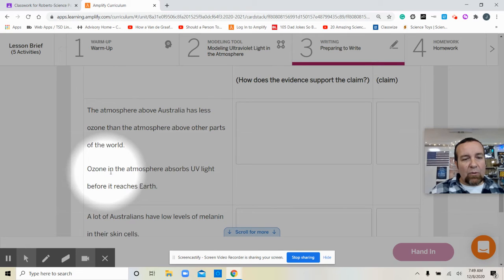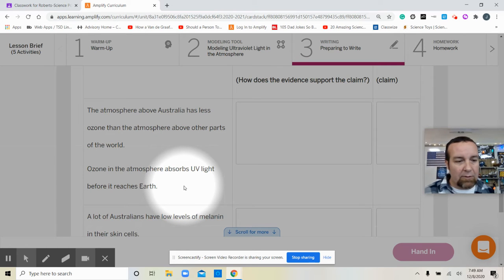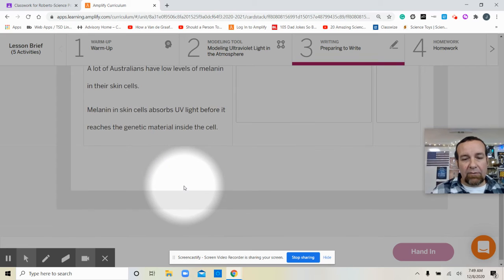And then, ozone in the atmosphere absorbs ultraviolet light before it reaches the Earth. So that's why it's really important. Let's continue on and look at the rest of our evidence here.